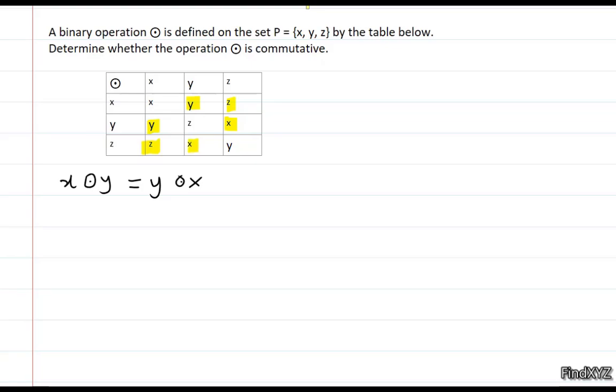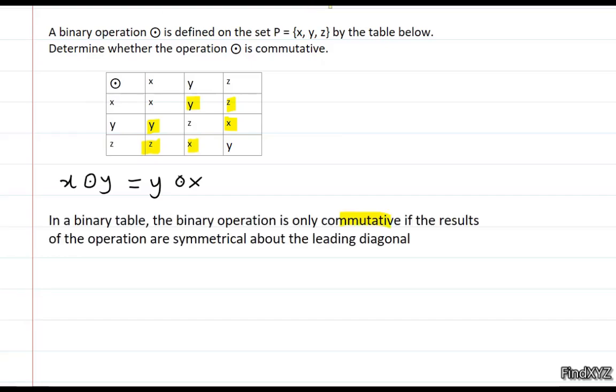So we can clearly see that the operation is commutative by inspection. However, there's something that you should take note. Whenever you perform a binary operation and the operation is commutative, it will be symmetrical about the leading diagonal. Now let's look at the leading diagonal.